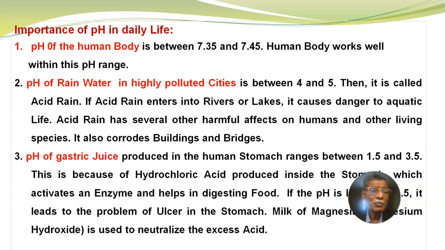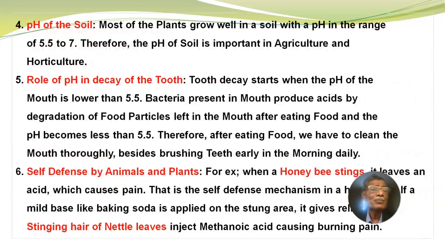Number 3, pH of gastric juice produced in human stomach ranges between 1.5 and 3.5. This is because of hydrochloric acid produced inside the stomach, which activates an enzyme and helps in digesting food. If the pH is less than 1.5, it leads to the problem of ulcer in the stomach. Milk of magnesia, that is magnesium hydroxide, is used to neutralize the excess acid.